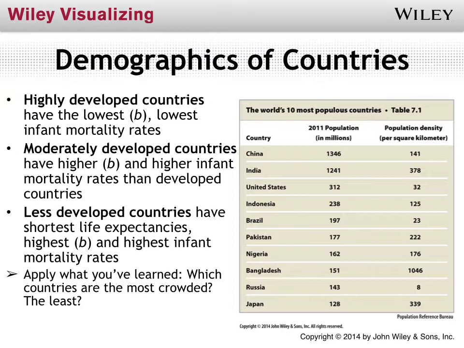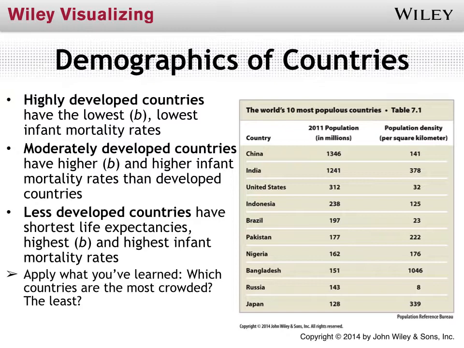So again, in general terms, highly developed countries have the lowest birth rates and the lowest infant mortality rates. The less developed countries have the shortest life expectancies and the highest birth rates, because they need a lot of children to help do the work that they need to do to feed the family. But they also have the highest infant mortality rate, which is another reason that they tend to have a lot of children, because you're never quite sure how many of them are going to survive. And then the moderately developed countries are somewhere in the middle.